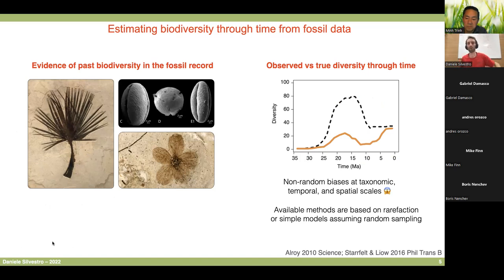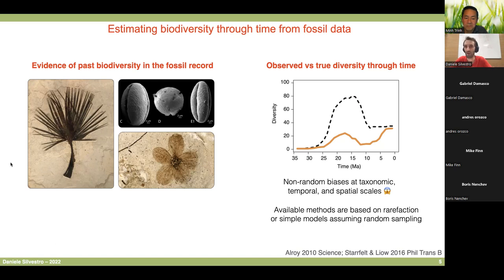So there are some relatively simple models, using rarefaction or assuming random sampling, that attempt to estimate from this incomplete fossil record the true biodiversity. But the problem is that the fossil record is extremely incomplete, and it's incomplete in a very biased way. So there are biases that affect taxonomic levels. There are some organisms that fossilize much more than others. You can imagine a big, heavy dinosaur will be more likely to leave a fossil record compared to a jellyfish or an epiphytic plant.